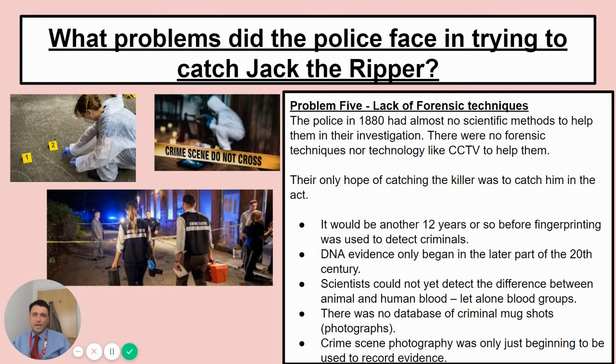Now, how far away was this detection to be able to track criminals? Well, it's going to be another 12 years before fingerprinting can be used to track criminals. DNA evidence only begins a later part of the 20th century. At this point, detectives couldn't tell the difference between animal blood and human blood, let alone different blood groups that people had at the time. There was no database of photographs of criminals. We will come on to that later on. And photography wasn't great at all. It was only just starting to be used to make records of a crime scene.